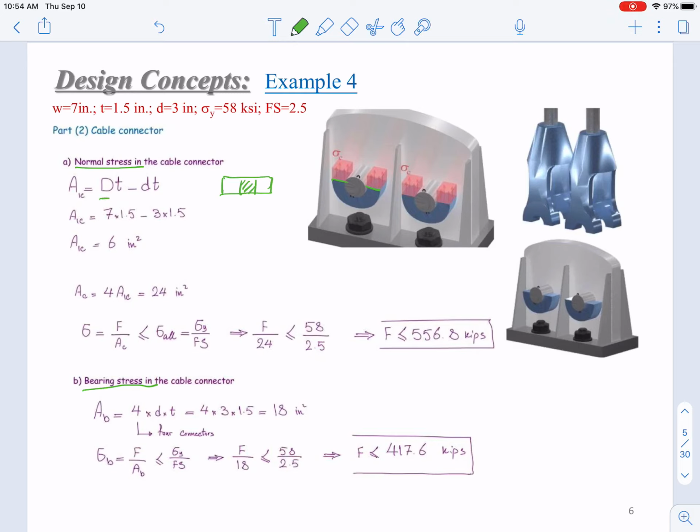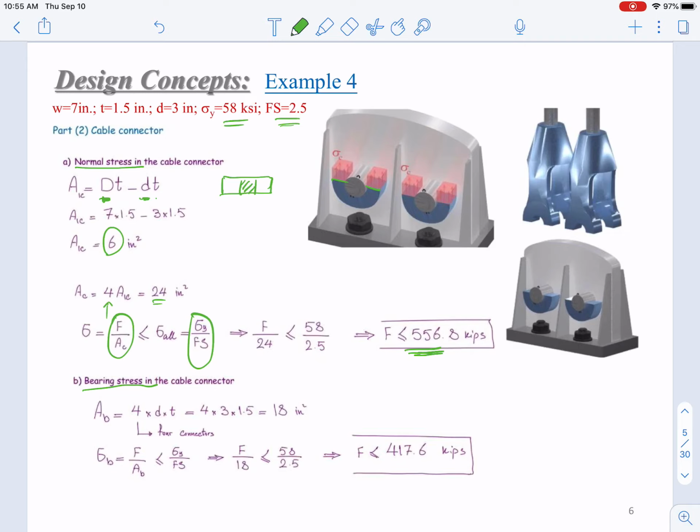So that is the diameter of the ring times the thickness, minus the diameter of the hole times the thickness. You get 6. Then you have 4 of them. So 4 times it, you get 24. So we get an expression F over this A. Compare it, it has to be not higher than the yield stress over factor of safety. Then you get a value, the F value. So here you have a different yield stress and different factor of safety, because it's totally different parts where you may have different materials.